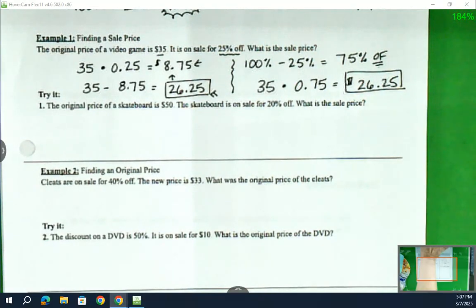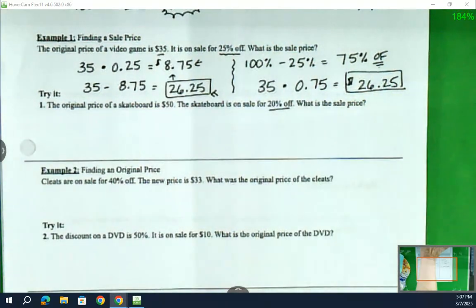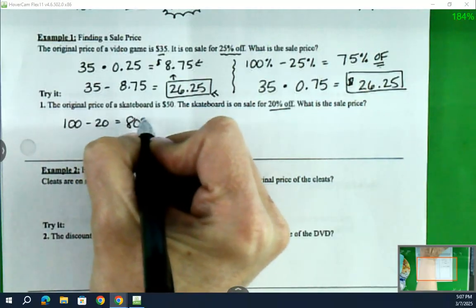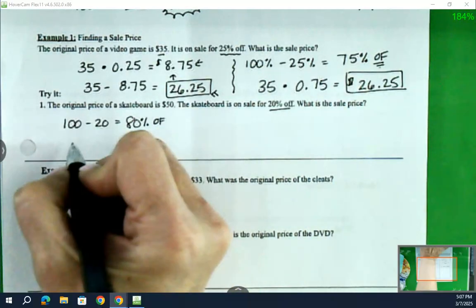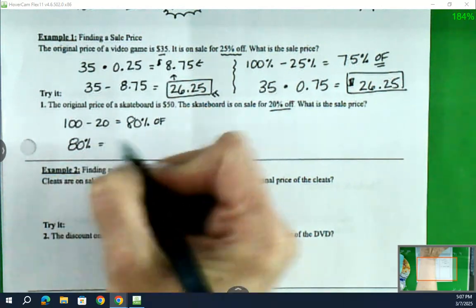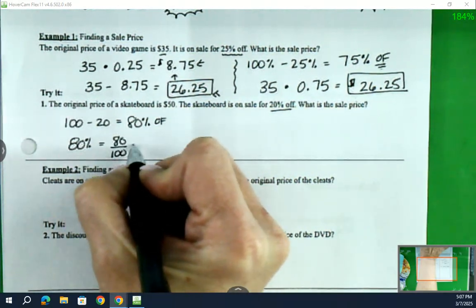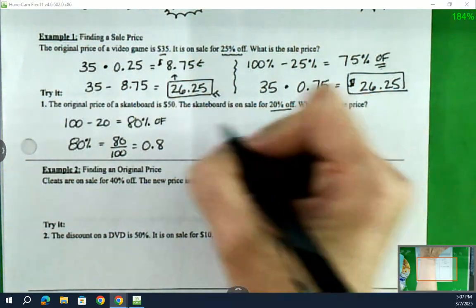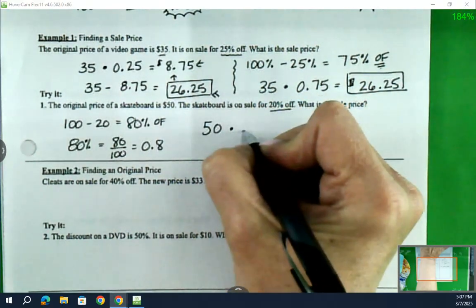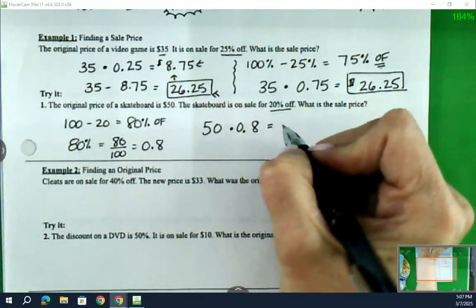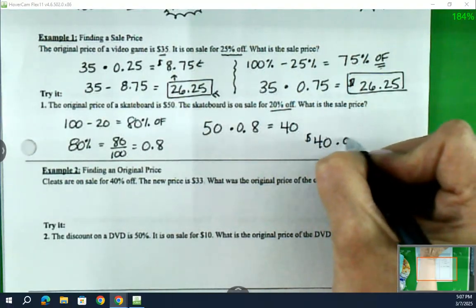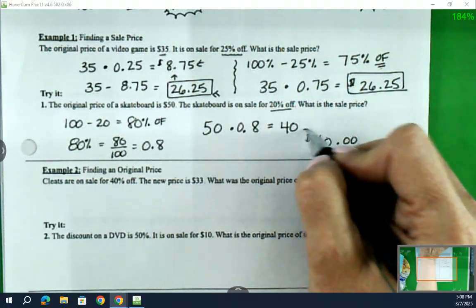Okay, the original price of a skateboard is $50. The skateboard is on sale for 20% off. So 100% minus the 20% means I'm paying 80% of it. And then 80%, again, remember, we can find the decimal for that because it's 80 divided by 100, which is 0.8, if you do that on your calculator. Okay, so $50 times 0.8 is 40. So our answer is just $40. Remember to put in your 2 decimal places for change.